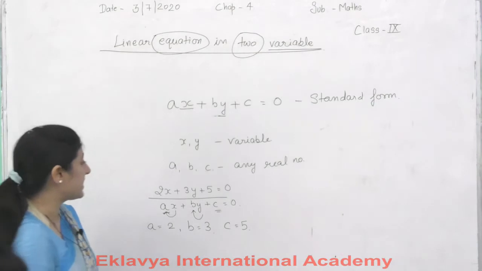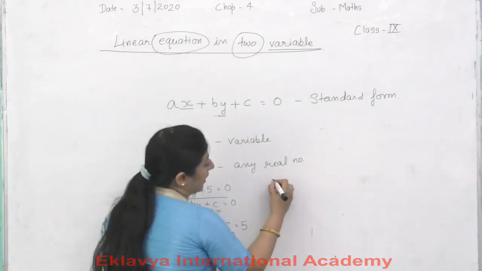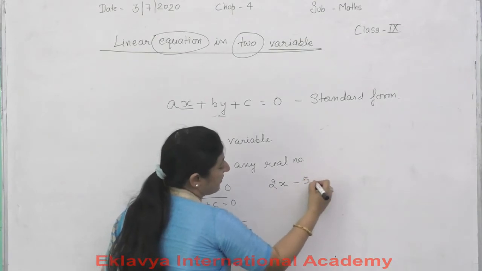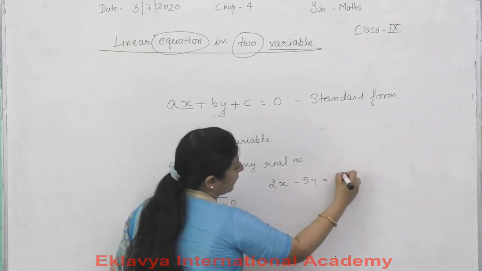Now we take another example. Suppose I write 2x minus 5y is equal to 7.